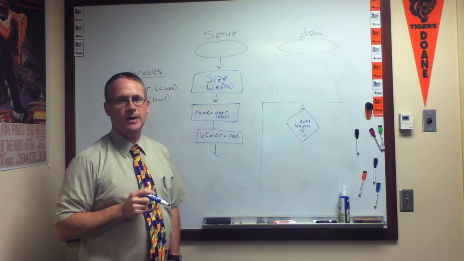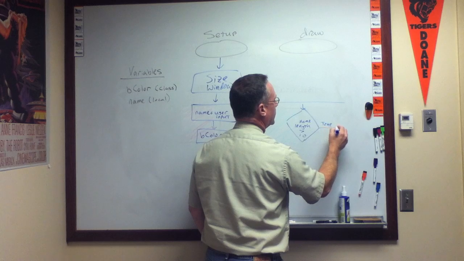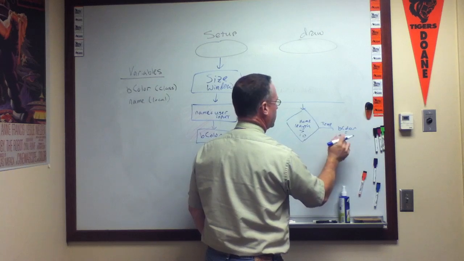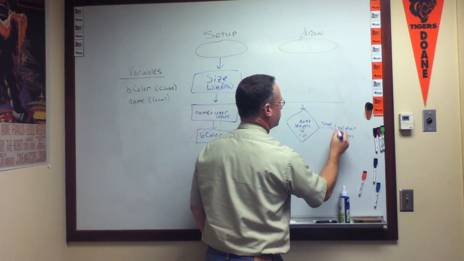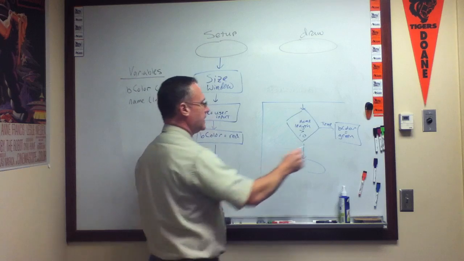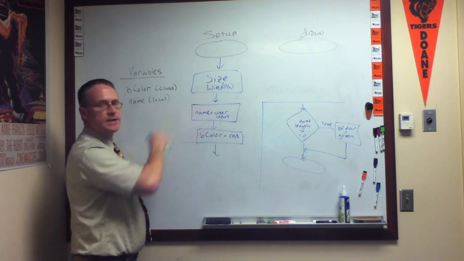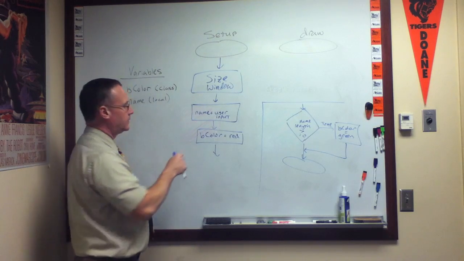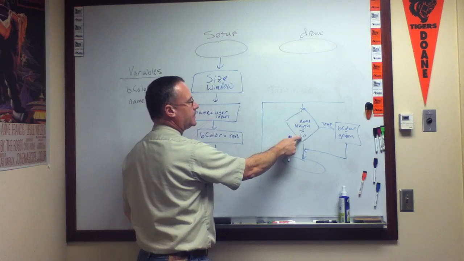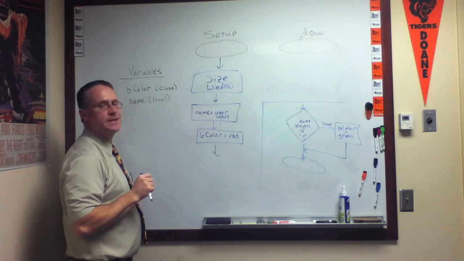And pardon my very messy diamond there. But if that's true, then what we have to do is set our background color to green. Otherwise, we don't have to do anything. So that'll be the end of our setup method. Just to clarify: set the size of the window, get the user's input, set the default background color to red, and then if the length of the name happens to be greater than 10, change the color to green. And that's the setup.